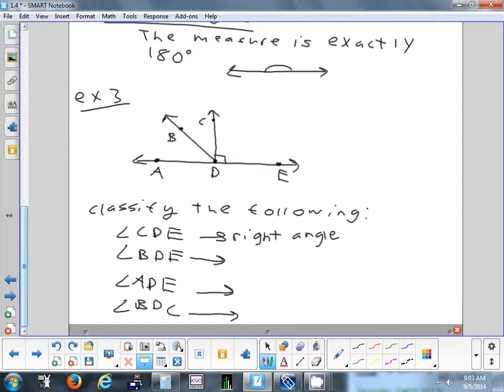Okay, next one is angle BDE. Selena? Yeah, that's obtuse. We don't know how big BDC is, but we know CDE is 90, and then we're adding more to it, so it's got to be obtuse, but it's not quite enough to be 180, so it's not that type. Okay, so this one's obtuse.